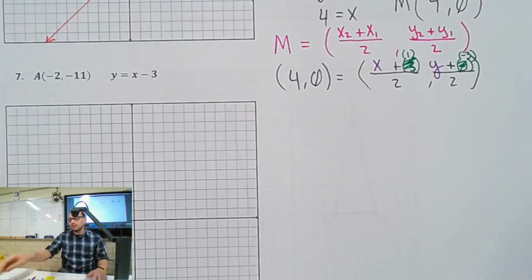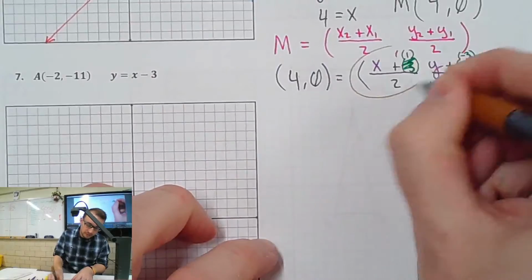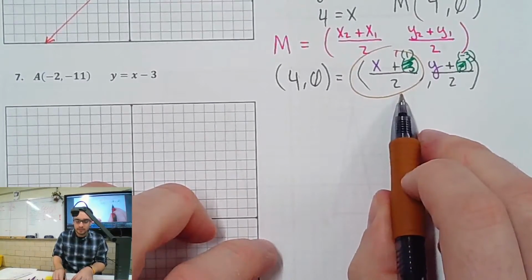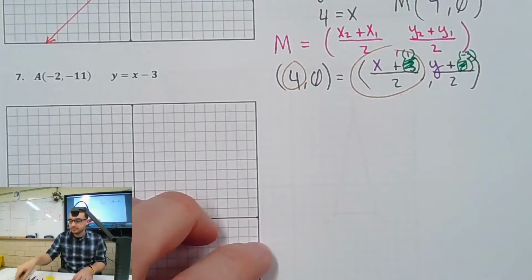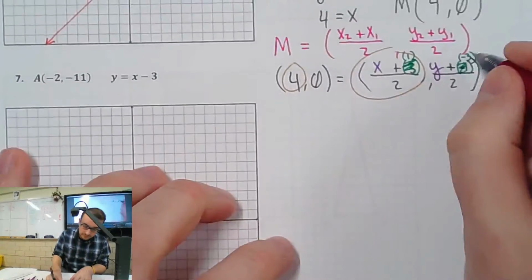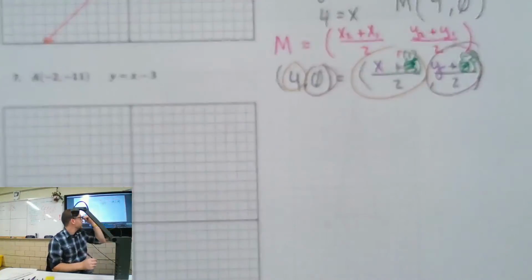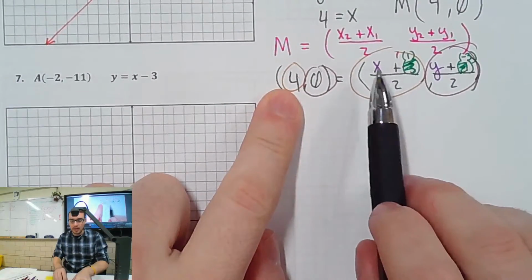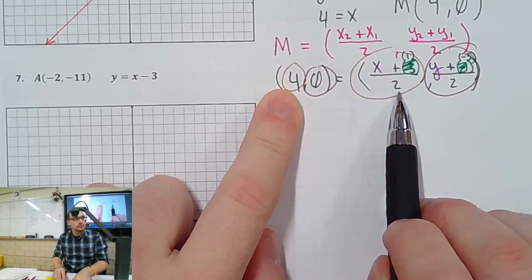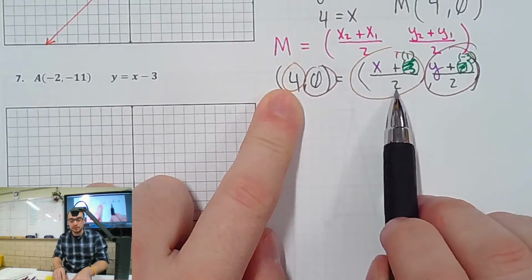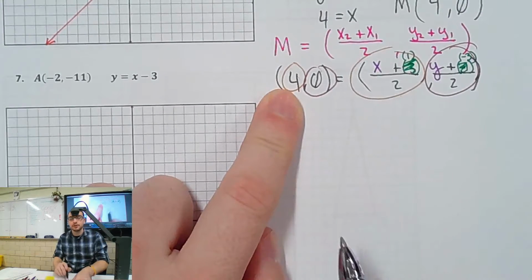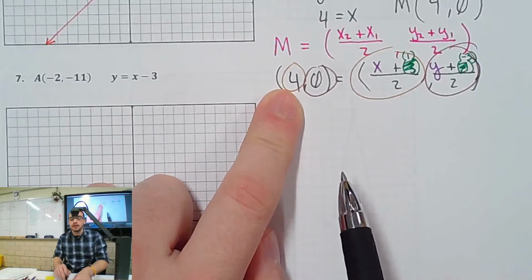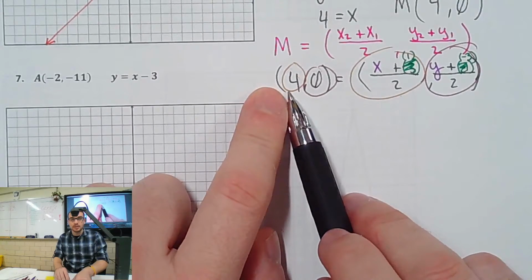Alrighty. So now we know that this part of the coordinate is the x part, so that should equal this x part. And this part of the coordinate is the y part, so it should equal that. Let's do this in our heads. We know that 4 should equal x plus 1 divided by 2. We want to get x on its own, so we got to get rid of the division and the plus 1. Let's get rid of the division first. How do we get rid of divides by 2? Multiply by 2. When we multiply by 2, the 4 becomes 8.